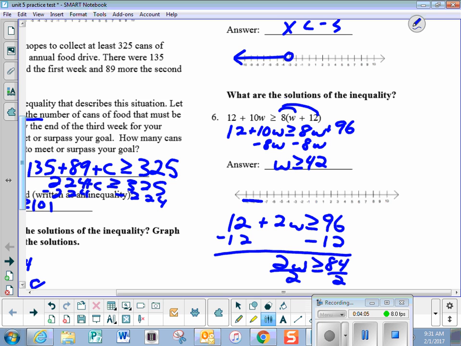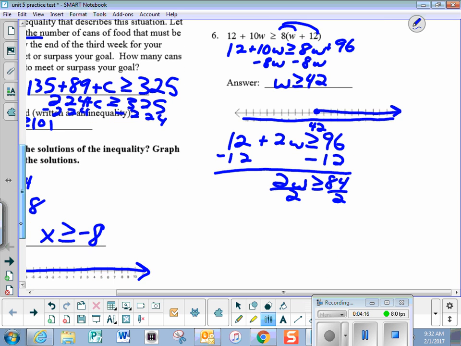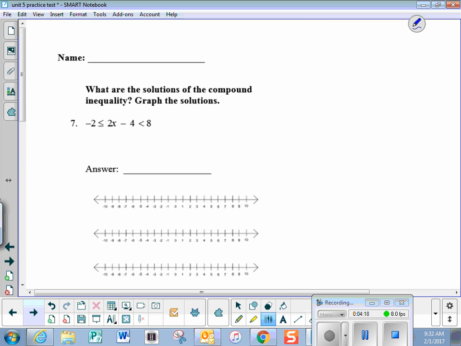On this one I said, my bad, I should have put a blank number line, so if you just put 42, did that. On the test it'll be right. Okay? Alright, first page done.